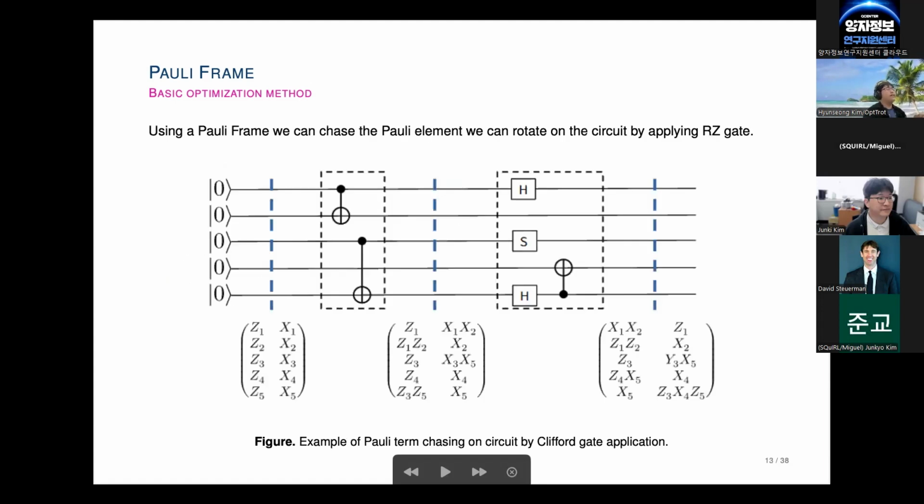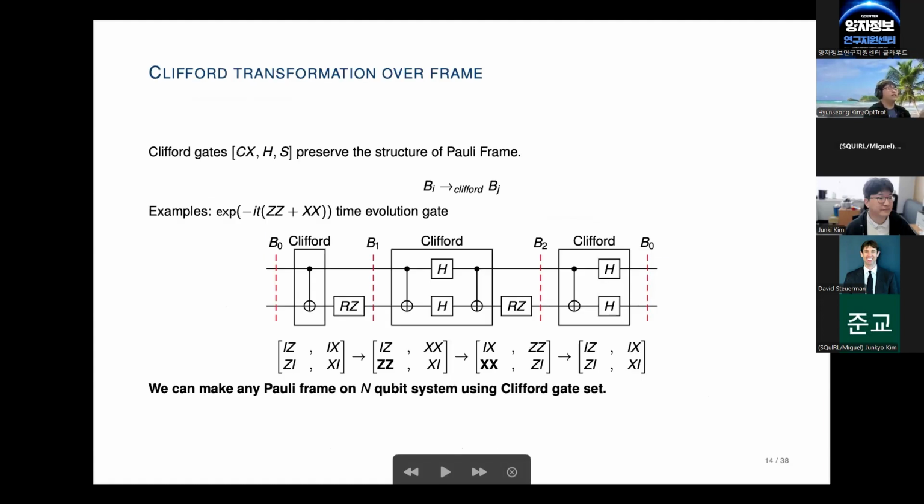So these are examples of chasing the Pauli term using the Pauli frame. First of all, the quantum circuit starts with each corresponding Pauli Z and X element at the beginning. When we apply the CNOT gate, Hadamard or phase gate, then these Pauli terms are mixed and appear on the Pauli frame with a different shape. So using these terms, we can chase every Pauli element on each rotation step.